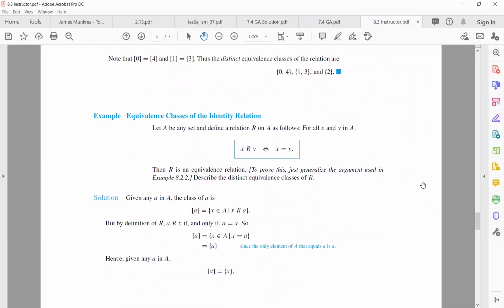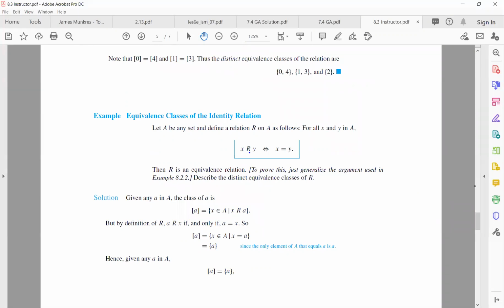Next, equivalence classes of the identity relation. Identity relation and equality are the same thing. So suppose we define a relation on set A as follows. x is in relation with y if and only if x is equal to y. This relation is an equivalence relation. We can define the equivalence classes of elements this way.